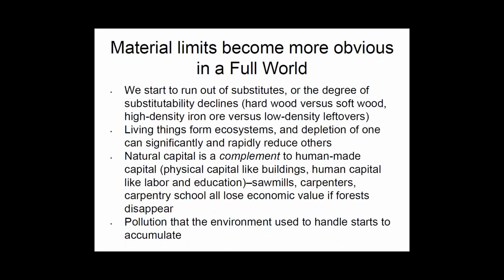And so, in a full world, which ecological economics argues is a closer approximation of the world we live in today than that empty world model, we start to notice this stuff. We start to run out of substitutes, or the quality of the substitutes declines. So it's not a complete substitute anymore. You can think of if we start using up trees that have very hard wood, and then we have to substitute for a tree that has soft wood, that's not quite an equivalent of what we've substituted. So the quality is different.